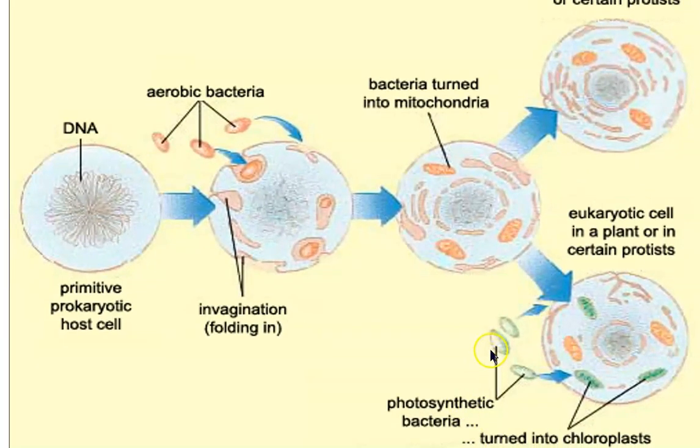There you go. Okay, so you have some photosynthetic bacteria that started living inside of the primitive prokaryotic host cell. And so over time, this cell became a plant cell.